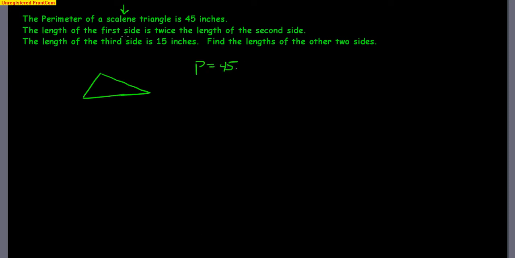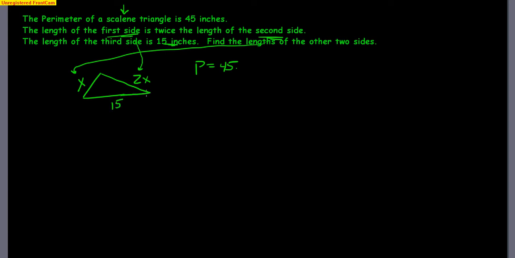The length of the first side is twice the length of the second side. So I'm going to label these. This one looks bigger, so the length of the first side is twice the length of the second side. So this will be my unknown. This is the second side right here. And the first side, I'm going to make that this one. It's twice that, so that's going to be 2x. And they tell me the length of the third side is 15, so I'm just going to put a 15 down there.